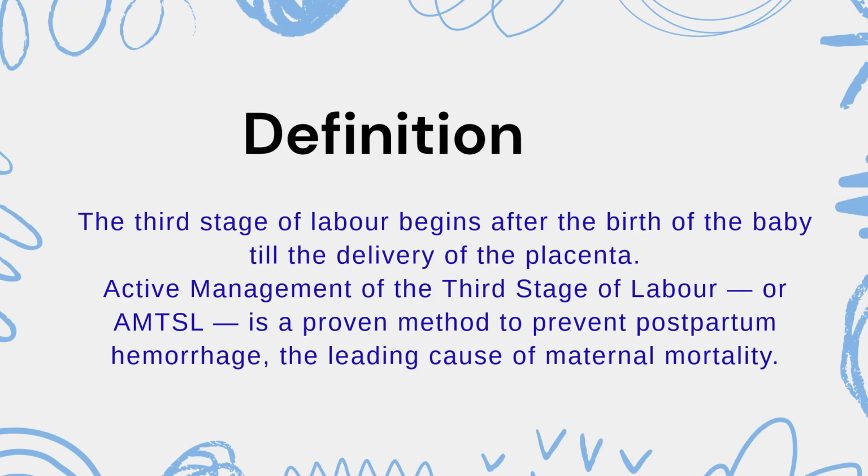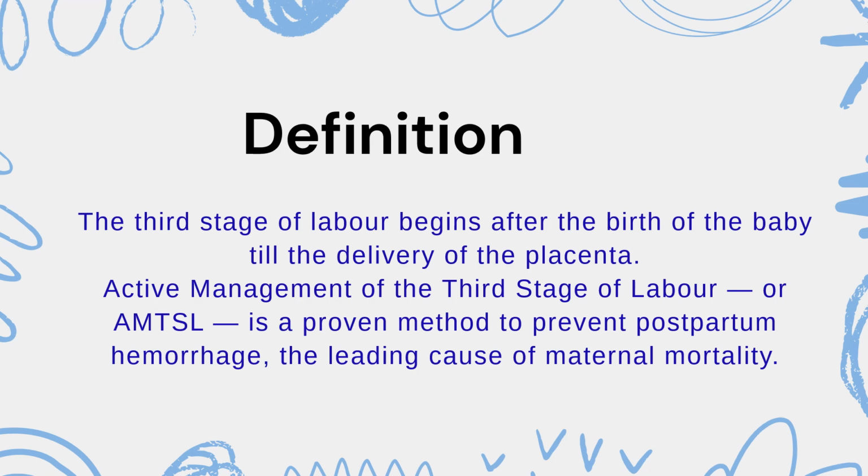But here, in active management of third stage of labor, what we do is give the uterotonic drug, that is oxytocin, and when the mother experiences a contraction, at that time only we start giving traction and start separating the placenta. So that is why we actively try to separate the placenta from the uterus.